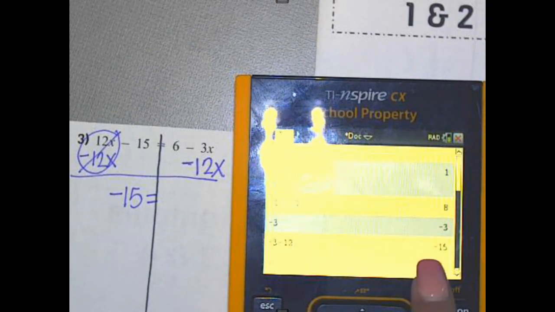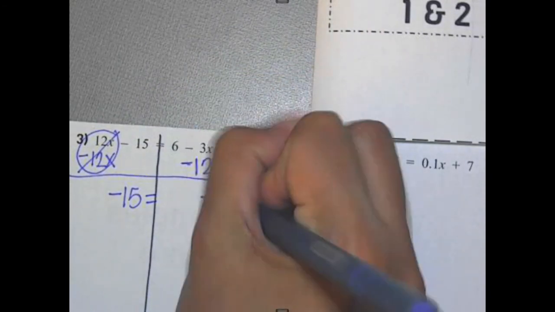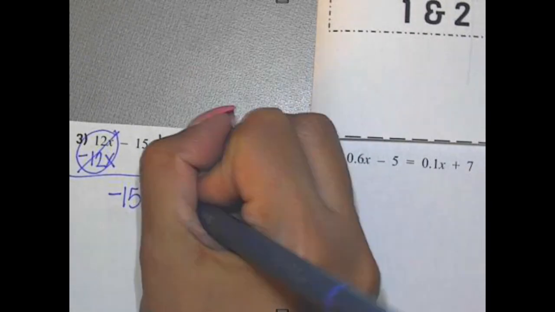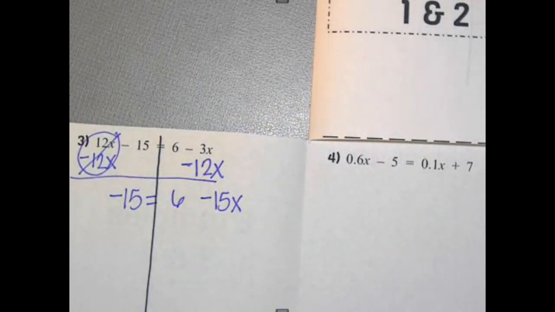And that says negative 15 in my calculator, so that's negative 15 x's. And I still have this positive 6 that I need to move down. So now I'm done with step 4, and I'm going to move on to step number 5, which is to move my constants to the other side.